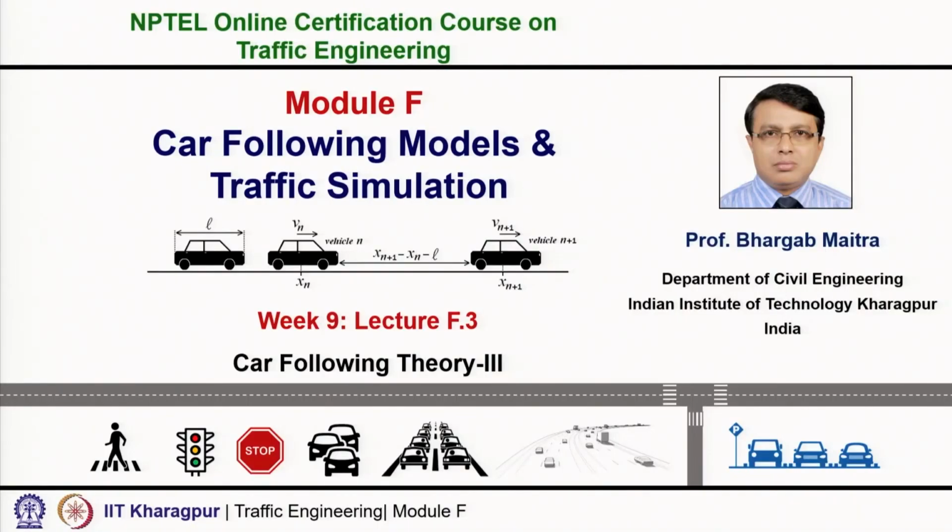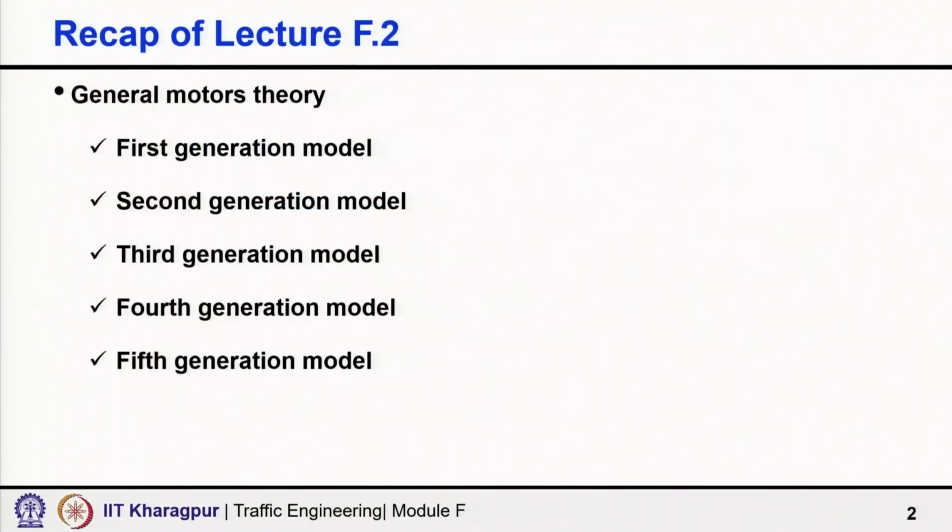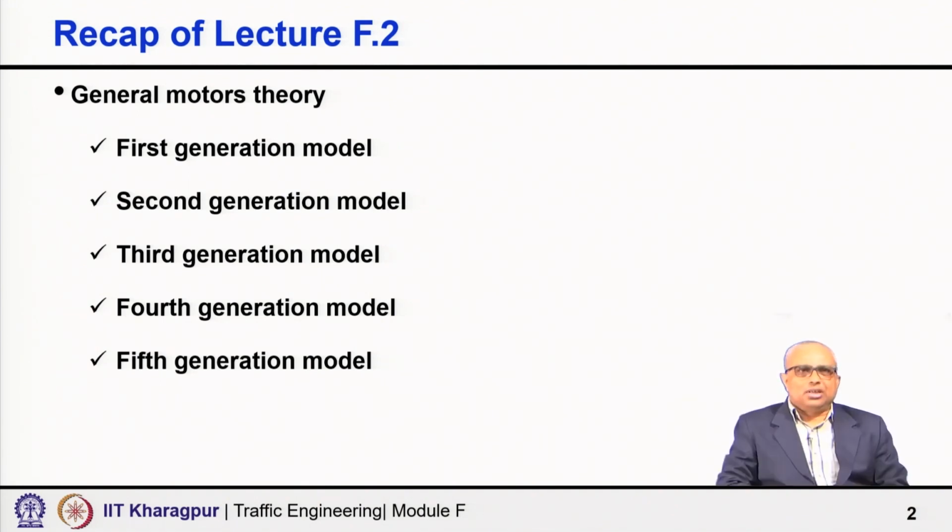Welcome to Module F, Lecture 3. In this lecture, we shall continue our discussion about car following theory. In Lecture 2, I explained to you various models: first generation, second generation, third generation, fourth generation and fifth generation models. All these models were developed by General Motors. I explained that the fifth generation model is the most generalized model, and all the other four models are special cases of the generalized fifth generation model.